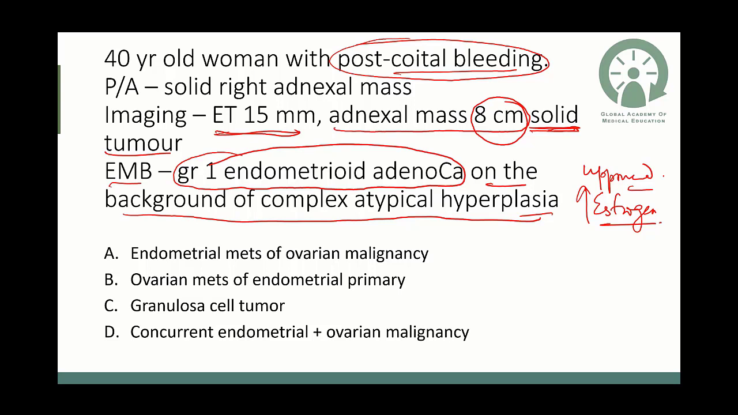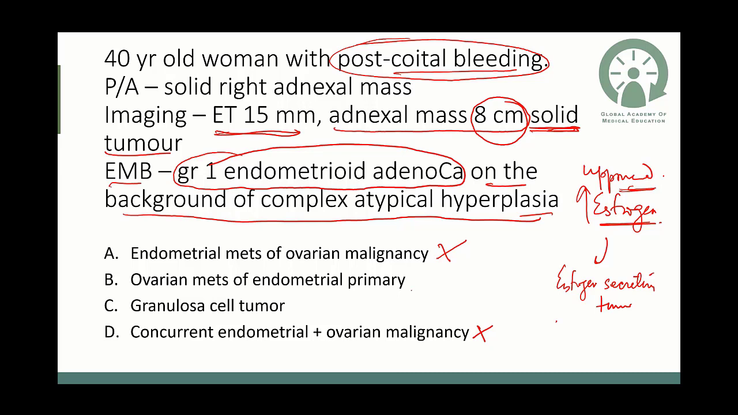Endometrial metastasis of ovarian malignancy: we don't have an ovarian malignancy in the picture, so ruled out. We cannot say something is a malignancy unless we have a biopsy-proven malignancy. So concurrent endometrial and ovarian malignancy is also ruled out. Next is ovarian mets of endometrial primary. Now this can be a possibility, but we have not yet found the source of the unopposed estrogen, and a very plausible source of estrogen is an estrogen-secreting tumor somewhere in the body.